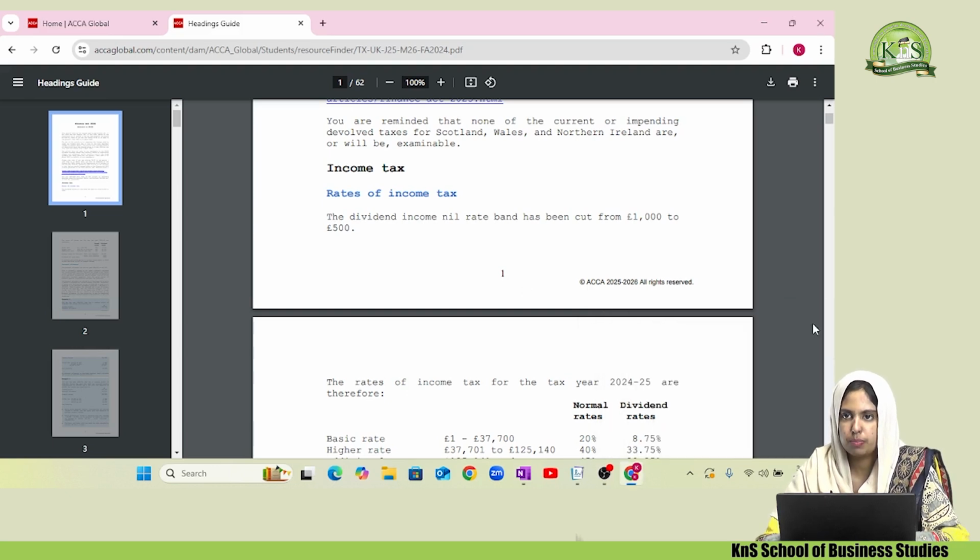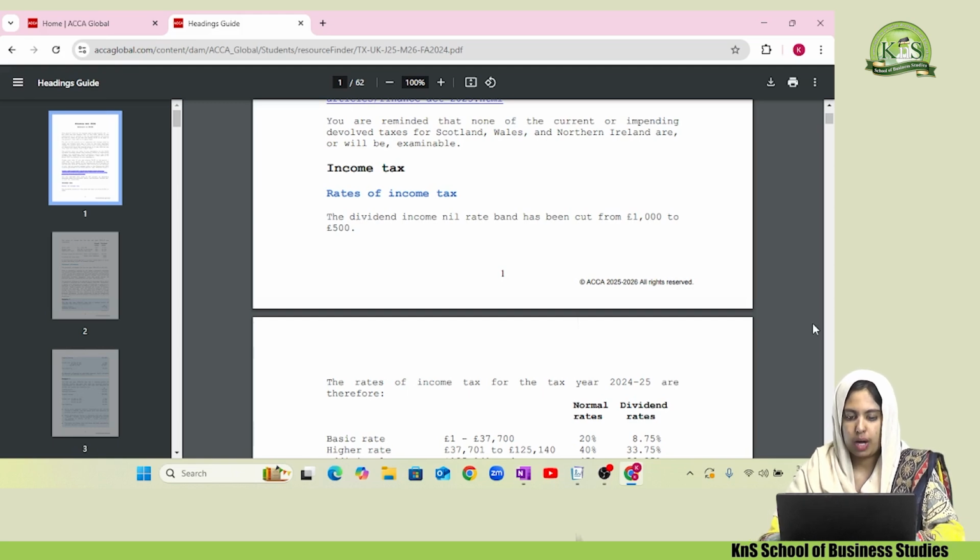Now all of those people who earn, who do their business, who have employment income, self-employment income, partners, and some other chargeable persons have to pay income tax. It means all those people who have income are liable to pay income tax to HMRC. That is the authority which collects the tax and then distributes it for its own purposes.